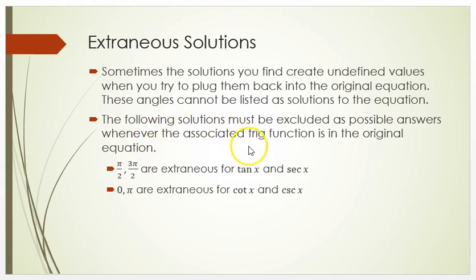You need to cross those out whenever you have tangent of x or secant of x, because both of these functions are undefined for those angles. If you have cotangent or cosecant anywhere in the original equation, then you need to eliminate answers of 0 and pi, because these functions are undefined at these two angle measurements.